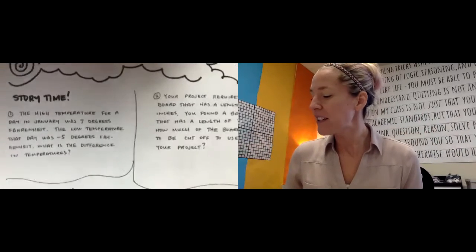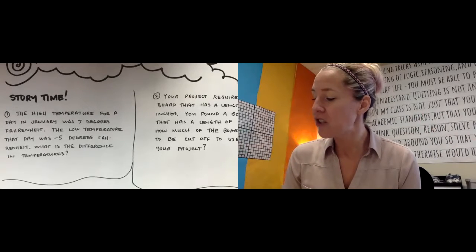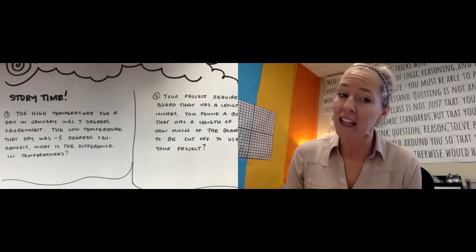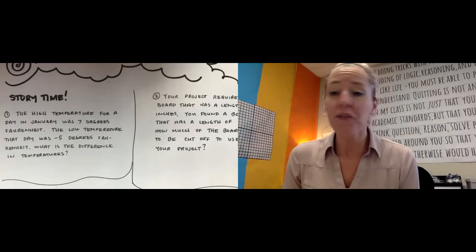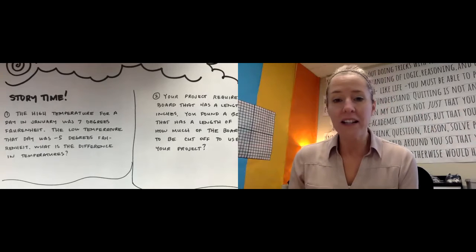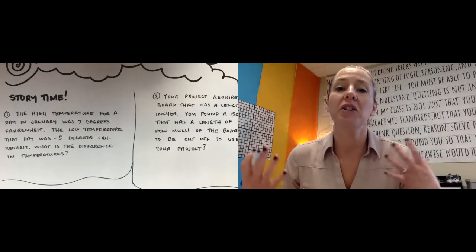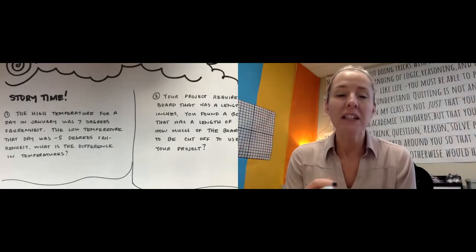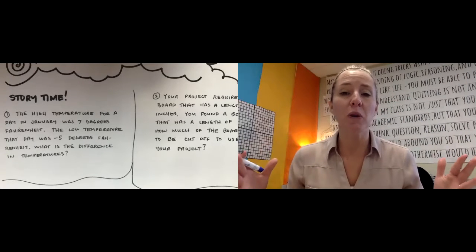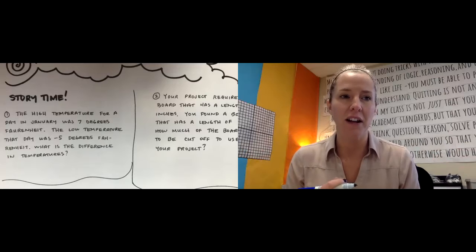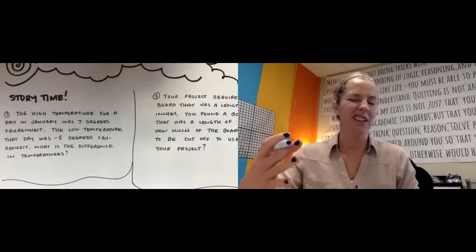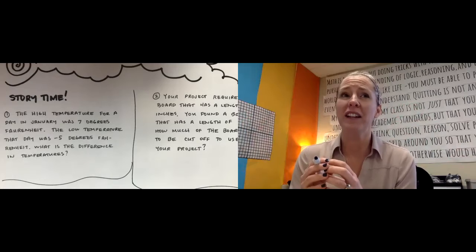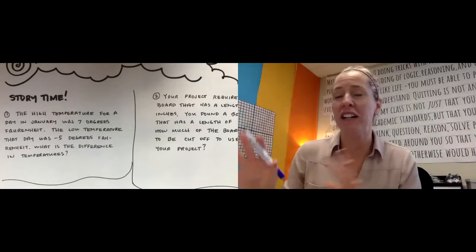So the first one here says the high temperature for a day in January was 7 degrees Fahrenheit. The low temperature that day was -5 degrees Fahrenheit. What's the difference in the temperatures? So you might see that there were differences implying that you were subtracting. So take one, subtract the other. But the distance between two numbers is never negative. Distance isn't going to be a negative unless you get into very involved science theory and things like that.